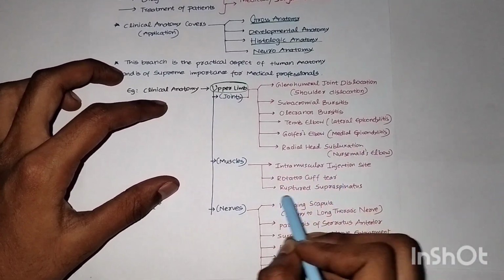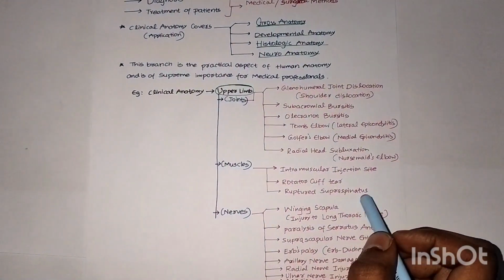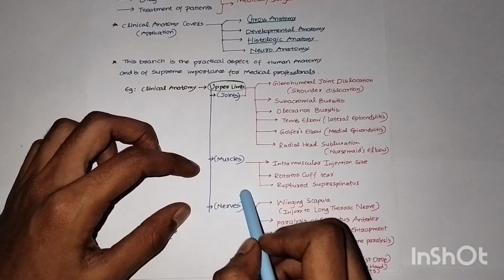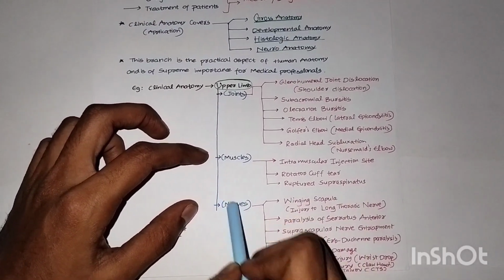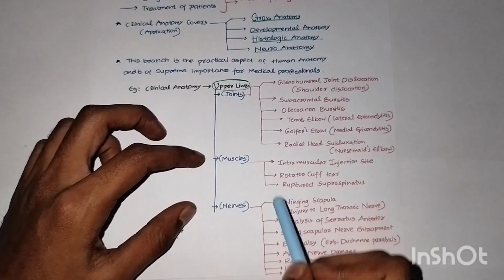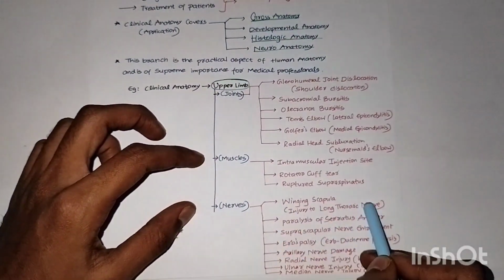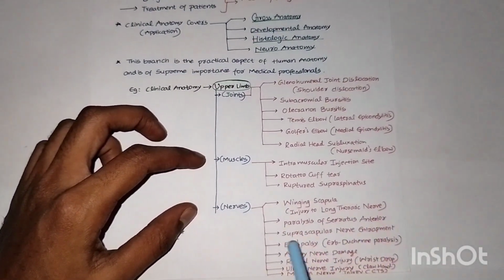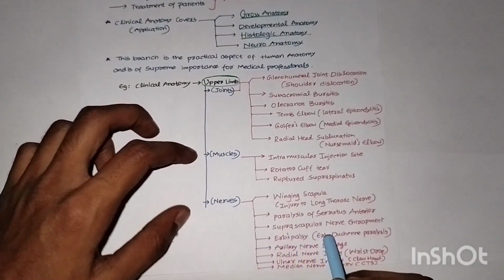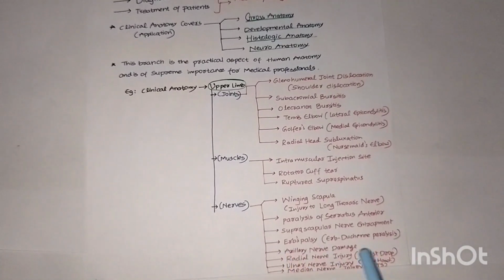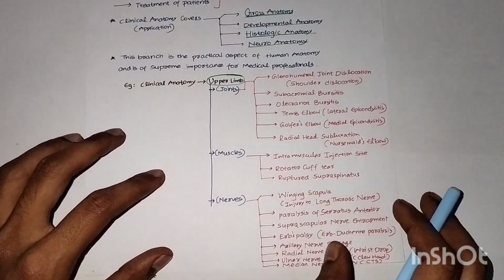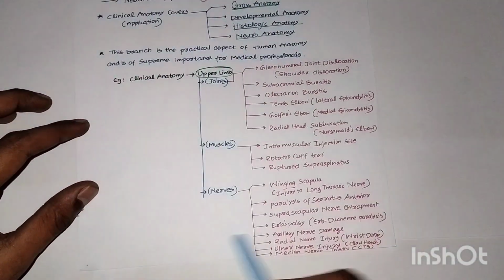So rotator cuff tear and ruptured supraspinatus, and nerves. As I already told, any damage or compression to the nerves causes paralysis, etc. Like damage to the organ or specified part that the nerve supplies, like winging of scapula, injury to the long thoracic nerve, paralysis of serratus anterior, suprascapular nerve entrapment, Erb's palsy, Erb's distal palsy, axillary nerve damage, radial nerve damage, ulnar nerve damage, median nerve damage. So it will be very helpful clinically.